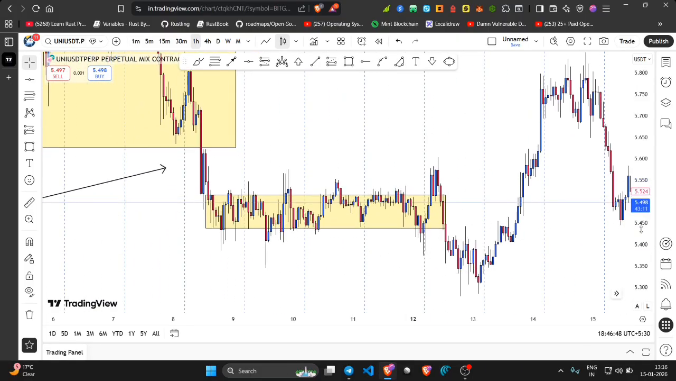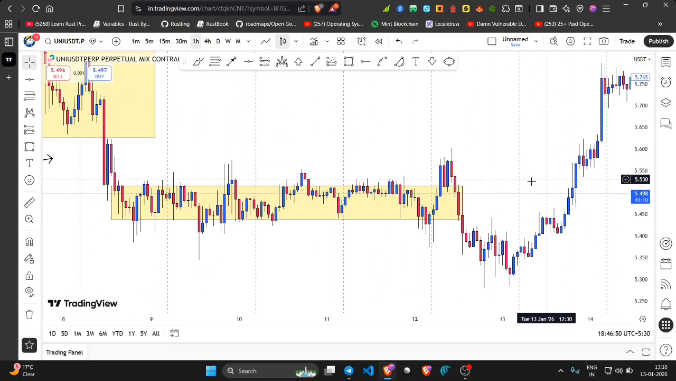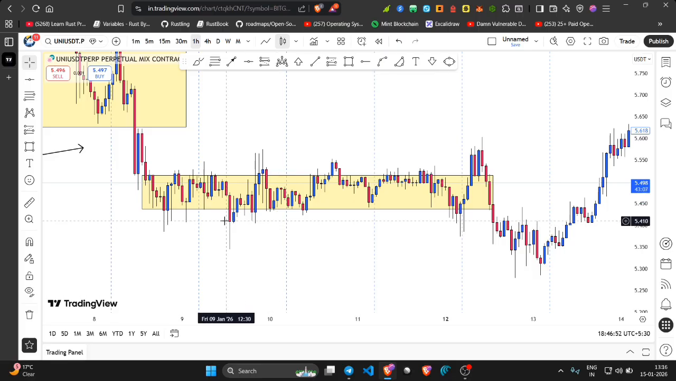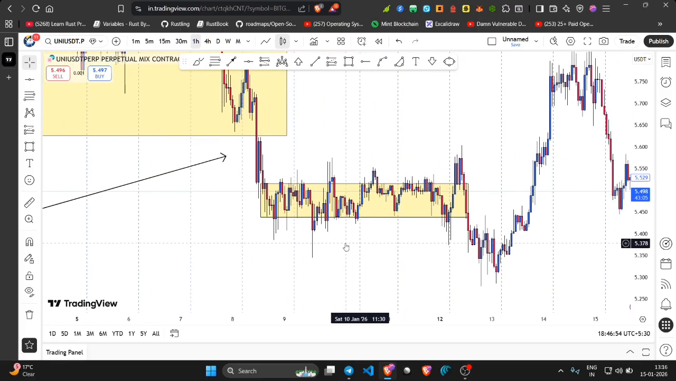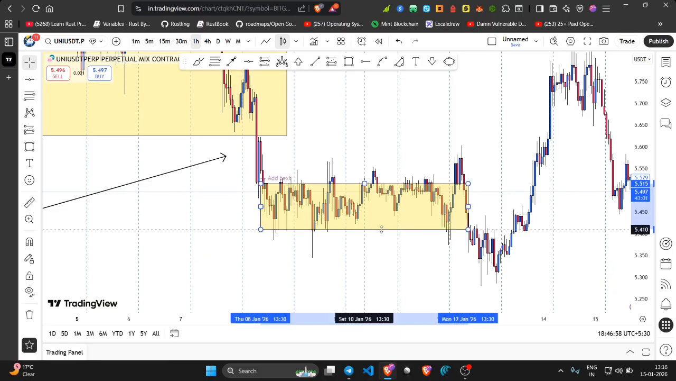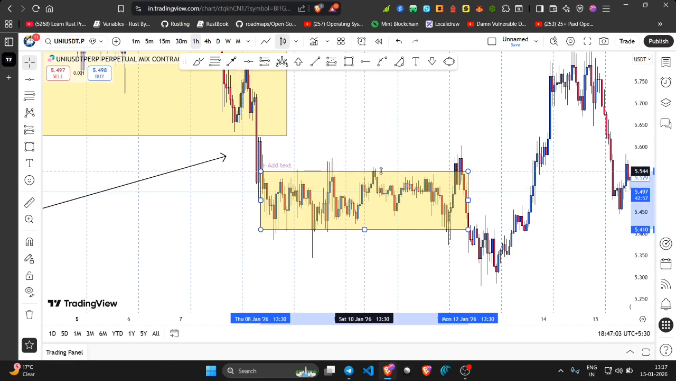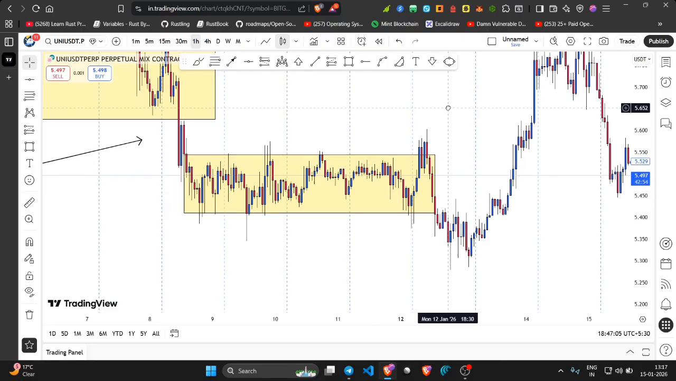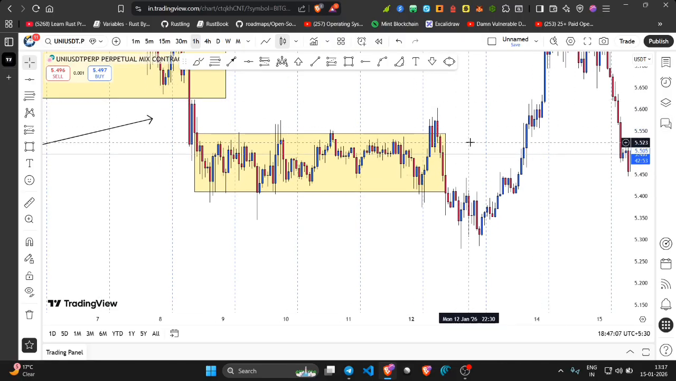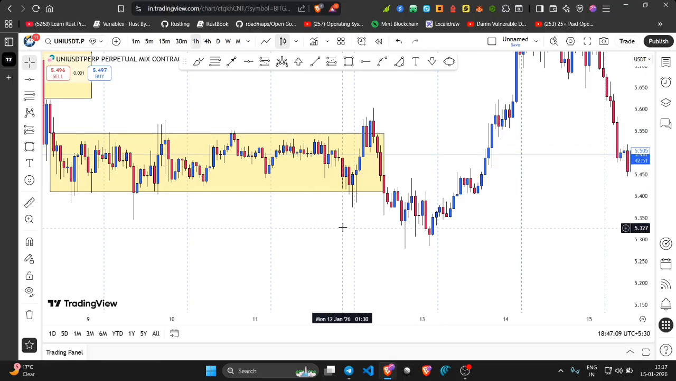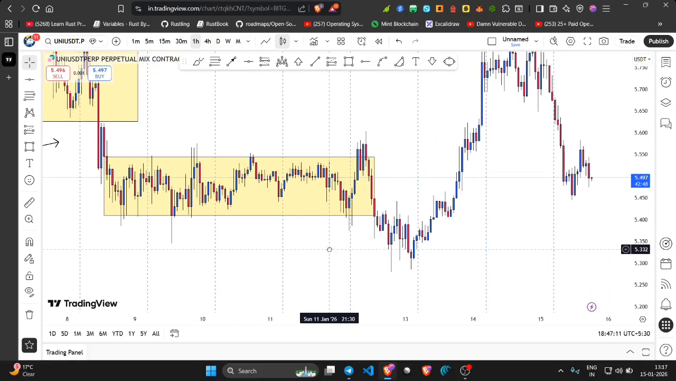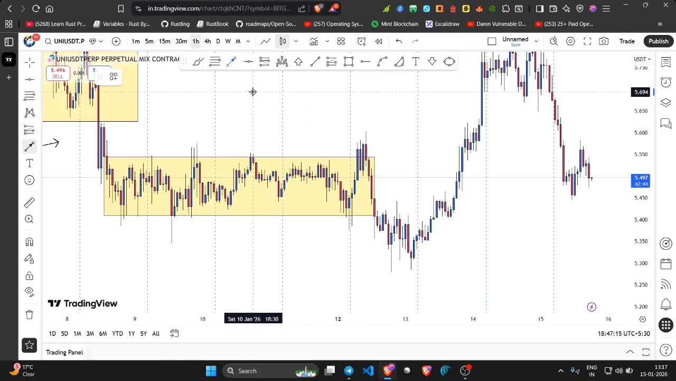So I guess where I took entry, just a minute. Now let me just adjust the chart. This was the range. Yeah, this was the range. And first of all, if you see on the 1 hour time frame, it was going to break for the upside, right? And it looks good. Yeah, finally the range is getting broken.